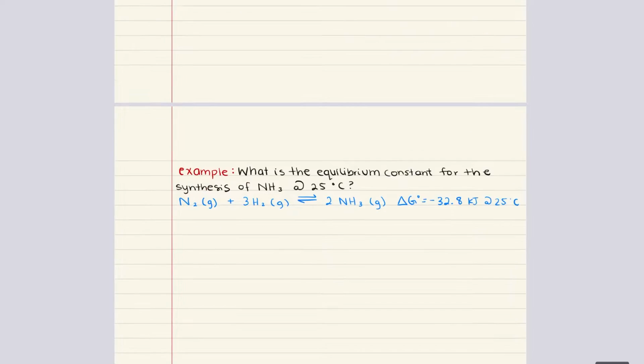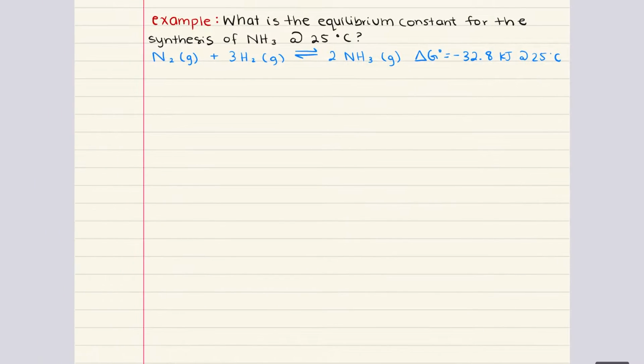Keeping this in mind, let's jump into a practice problem. This problem says, what is the equilibrium constant for the synthesis of ammonia at 25 degrees Celsius? We're given the equation. We have 1 mole of nitrogen gas reacting with 3 moles of hydrogen gas to give us 2 moles of ammonia gas. We're also given delta G naught. It's equal to negative 32.8 kilojoules at 25 degrees Celsius.